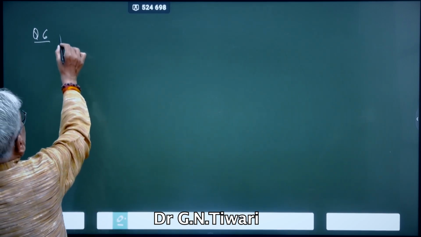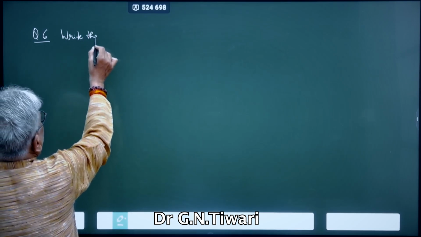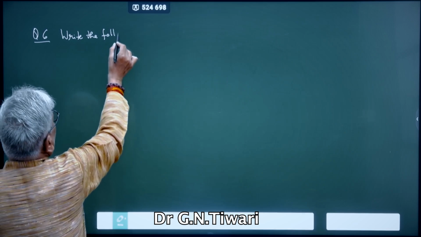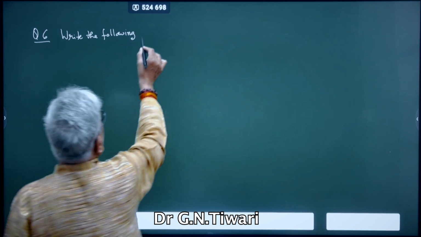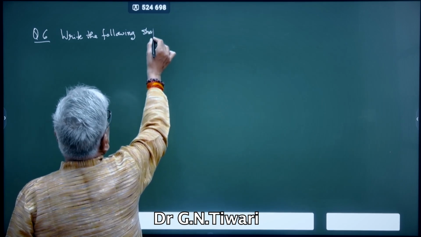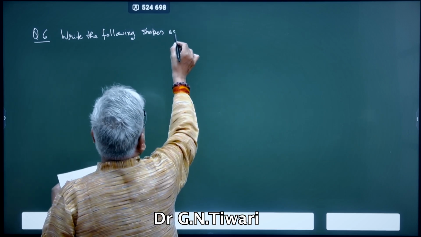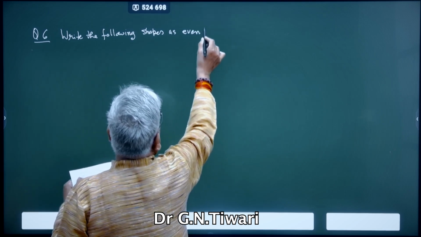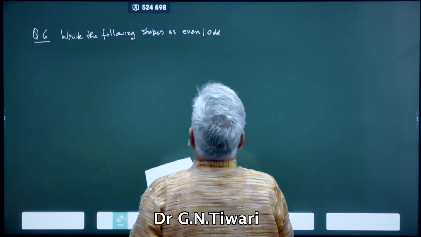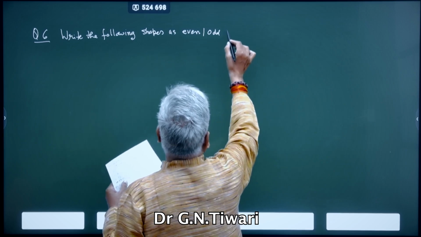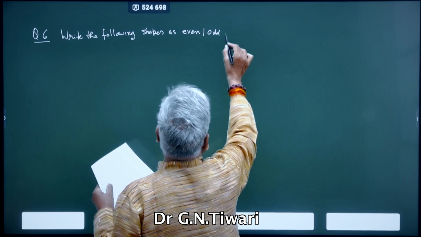Write the following shapes as even, oblique, odd. And even is also referred to as pair numbers.